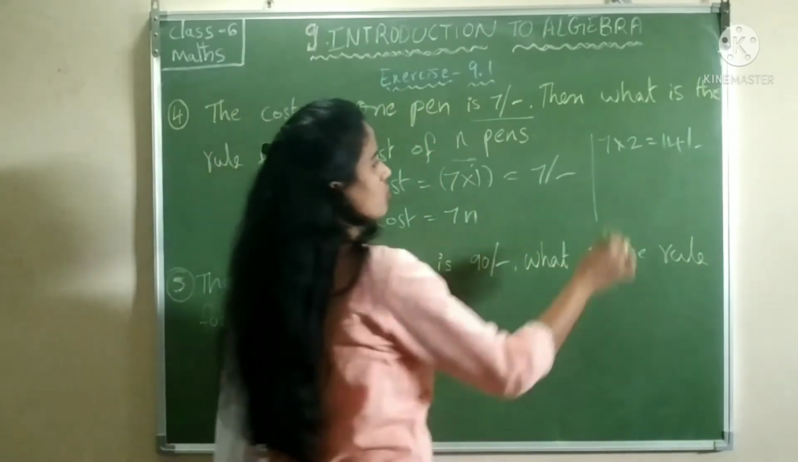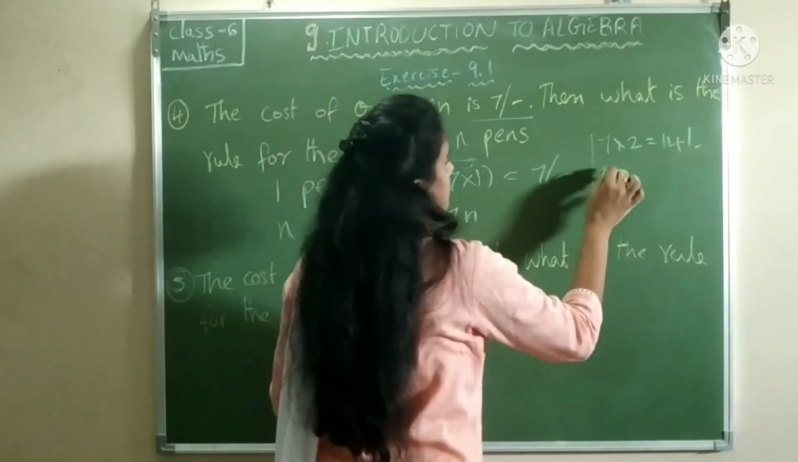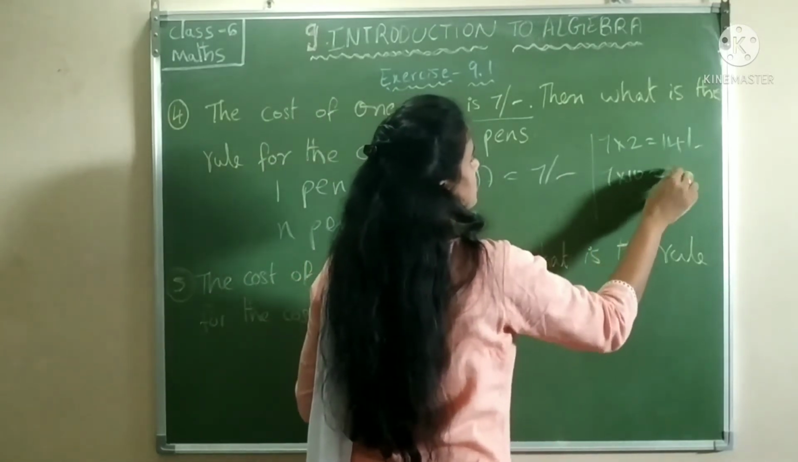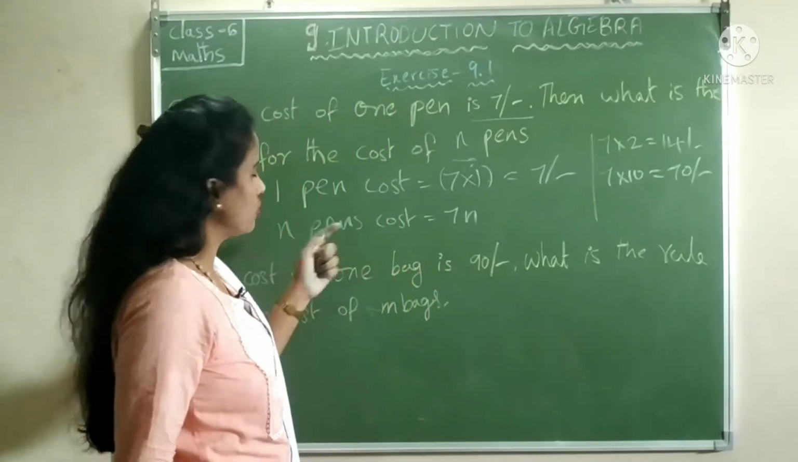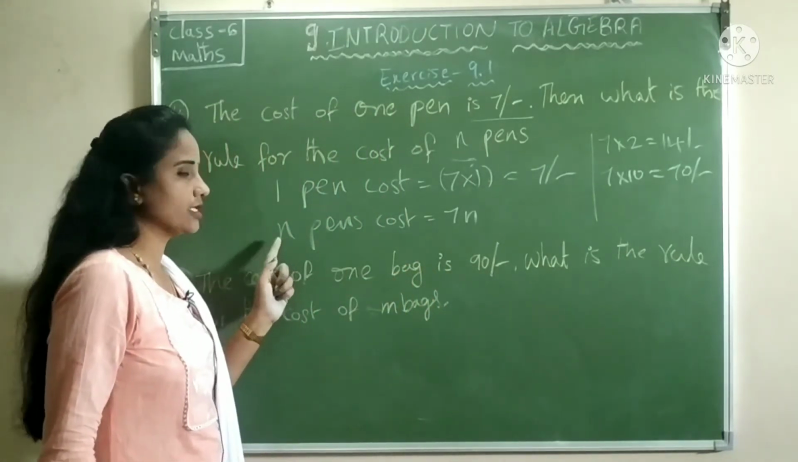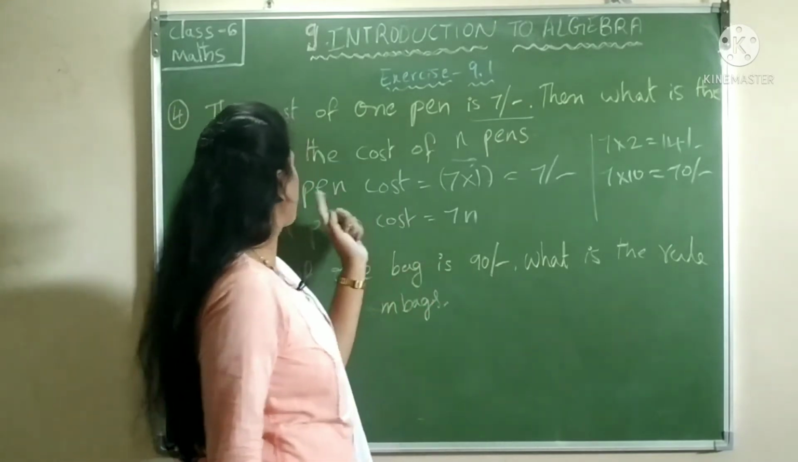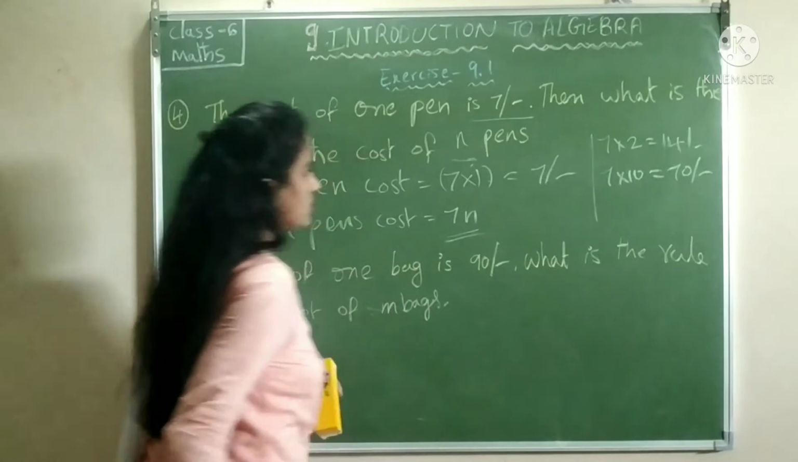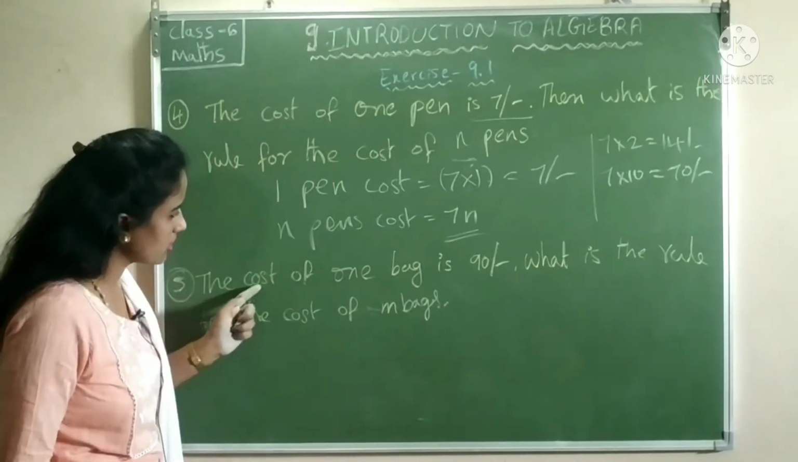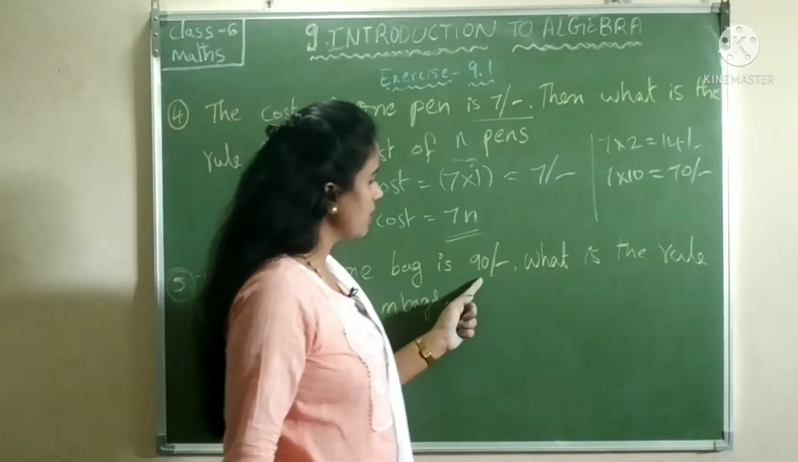Suppose you need 10 pens. 7 into 10, 70 rupees. We don't know how many pens you need, so you take n. N is a variable. So the cost of n pens is equal to 7n. Okay. See, the cost of one bag is 90 rupees.